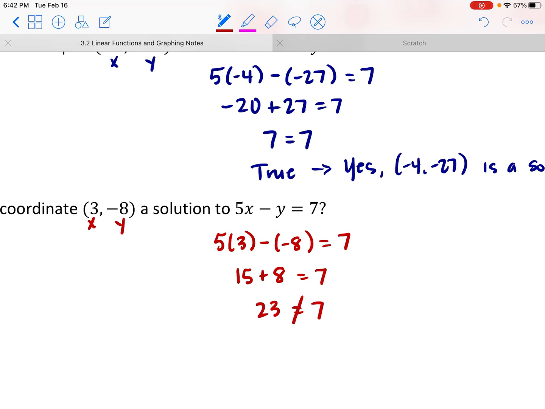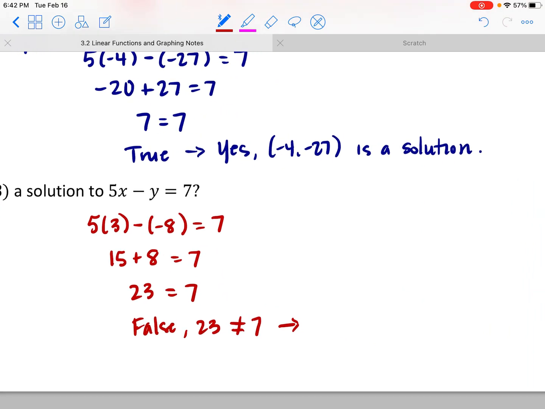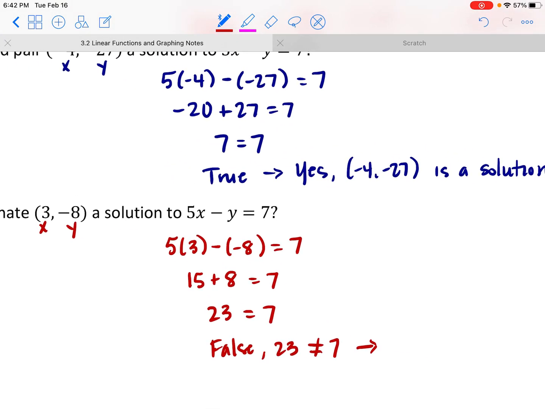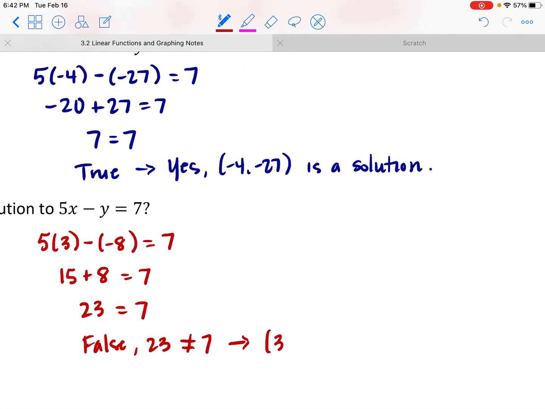Does not equal, so I'm going to put a slash through that equal sign. That's the symbol now for does not equal. So since 23 equals 7 is a false statement, this is false. 23 does not equal 7. That tells us that (3, -8) is not a solution.